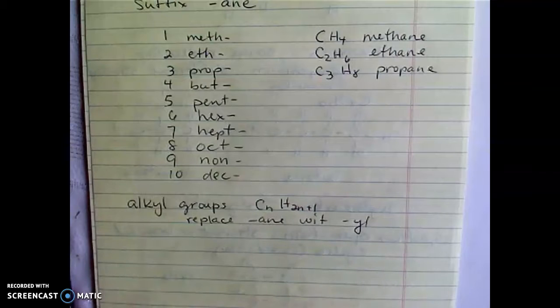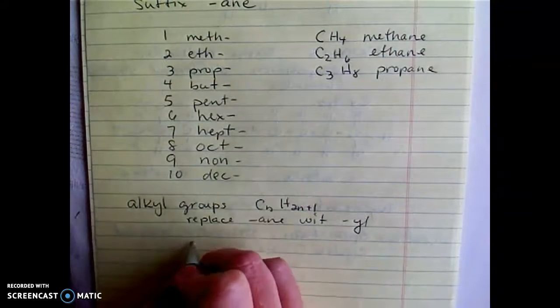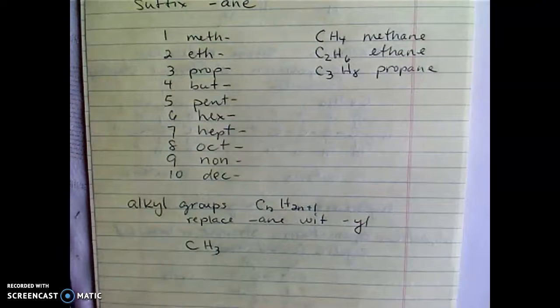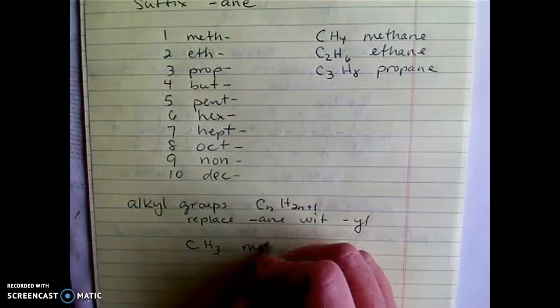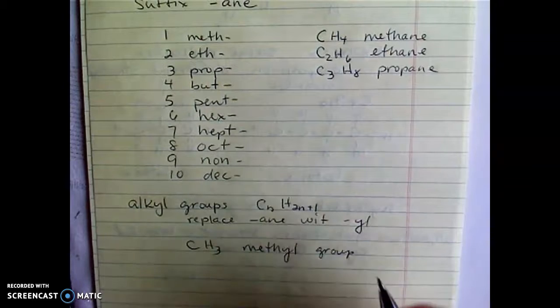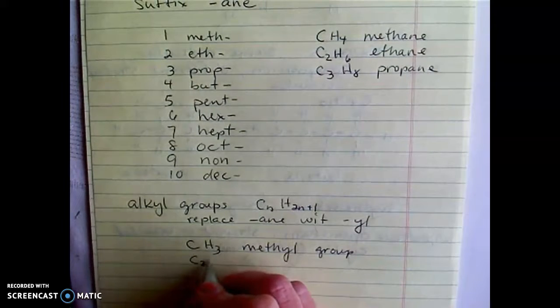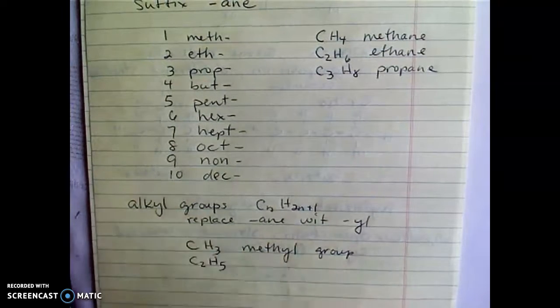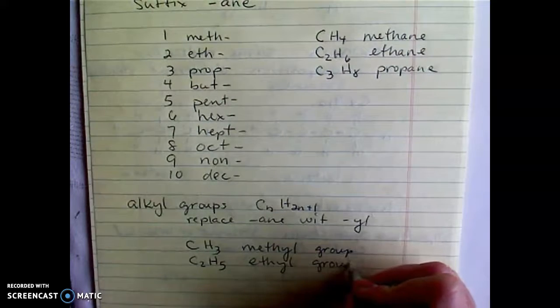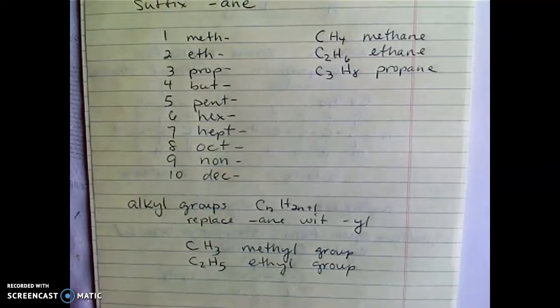So if you had one carbon, it's going to have this formula. So if one carbon, you're going to have CH3. So instead of being called methane, this would be called a methyl group. Okay. So that's your methyl group. If it had two carbons branching off, C2H5, you would have ethyl, the ethyl group, etc. So again, that's if you have a hydrocarbon branching off of a straight chain.